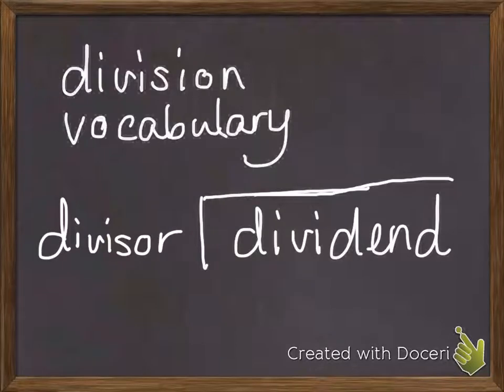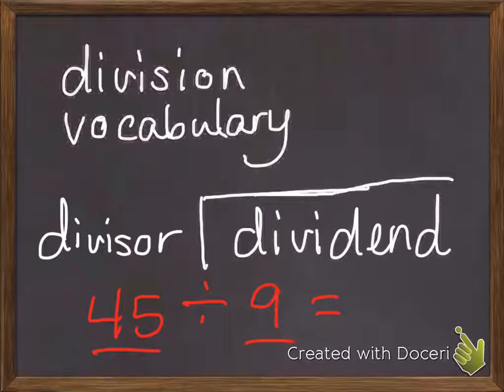Our next vocabulary word is divisor. A divisor is what you are dividing a number by. So for example, if I had 45 and I'm going to divide it by 9, 45 is the dividend. 9 is the divisor. The dividend is the number that I'm dividing. The divisor is what I'm dividing it by.